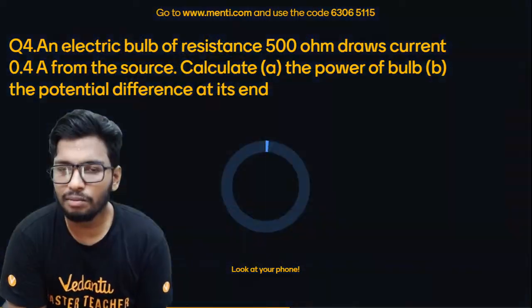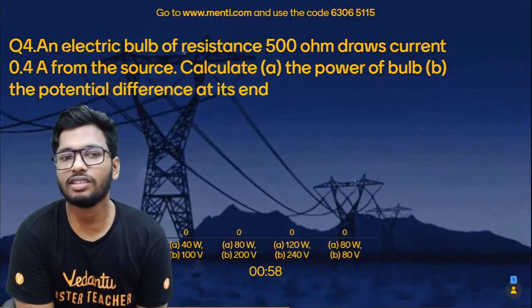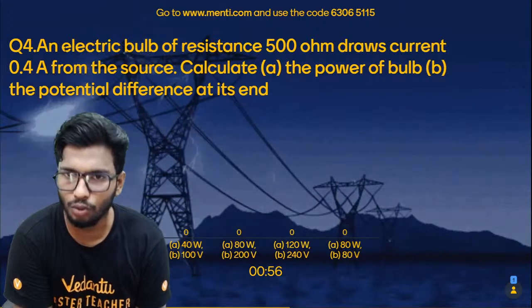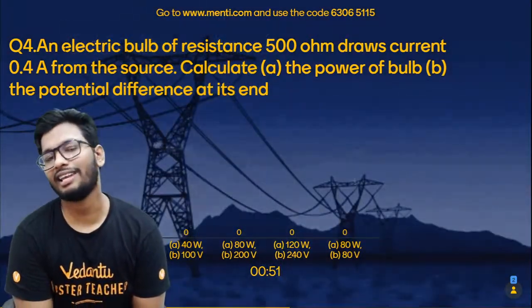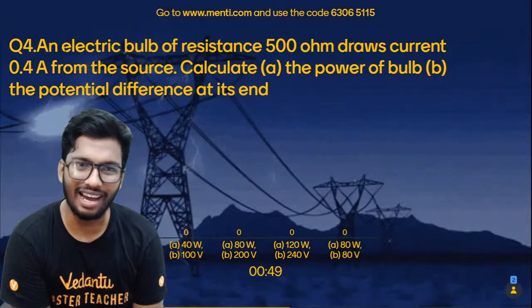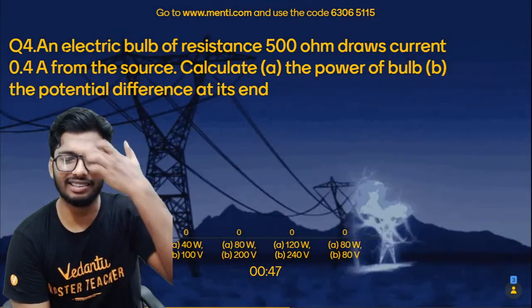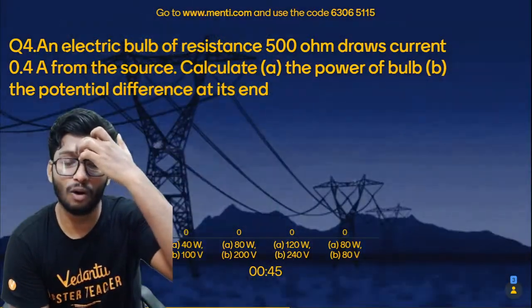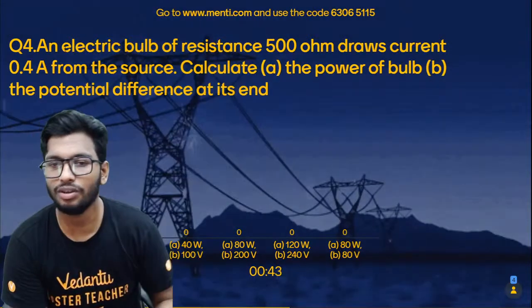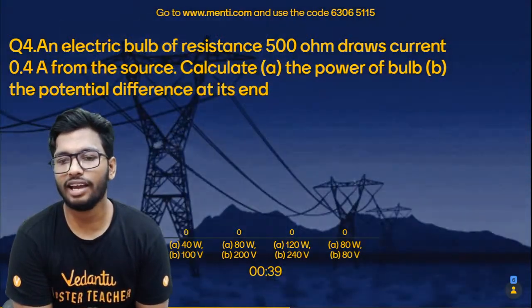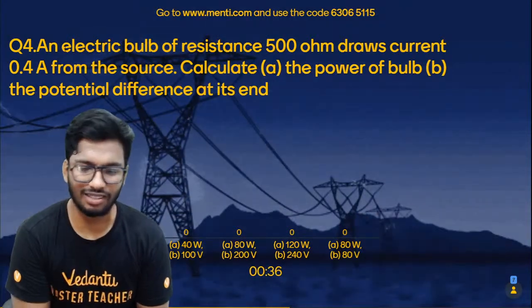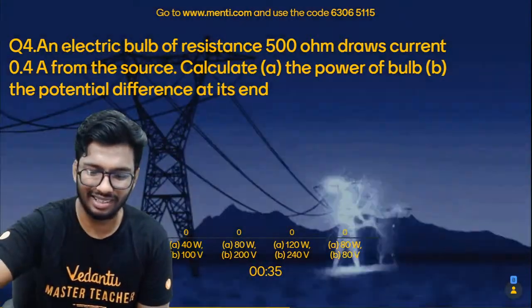Next one. An electric bulb of resistance 500 ohms draws a current of 0.4 amperes from the source. Calculate the power of the bulb and the potential difference at its ends. Both calculate them. Options: 40 watts and 100 volts, 80 watts and 200 volts, 120 watts and 240 volts, or 80 watts and 80 volts. Let's go. Simple question.